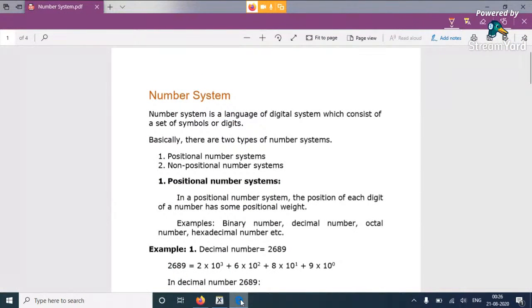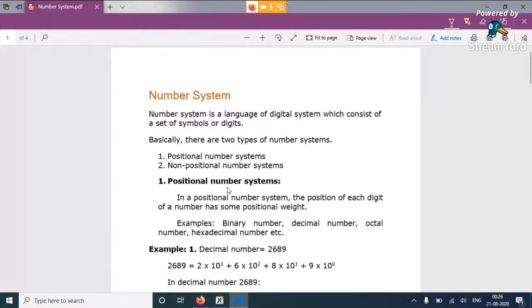What is a number system? Basically, a number system is a language of digital systems which consists of a set of symbols or digits. Number systems are basically of two types. First is the positional number system, and second is the non-positional number system.